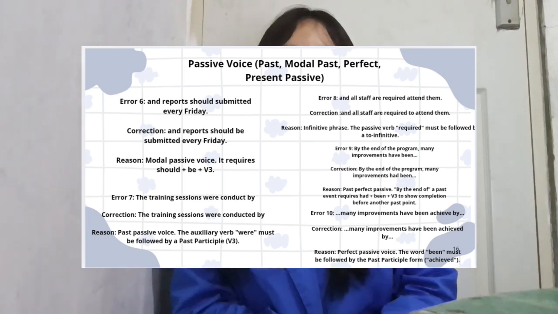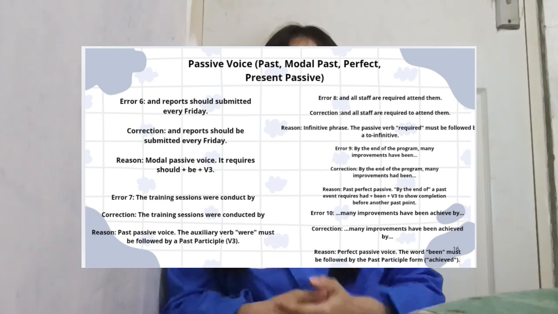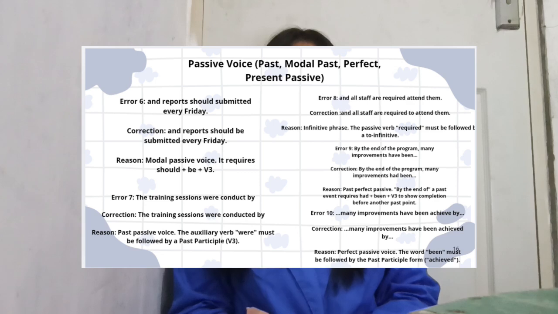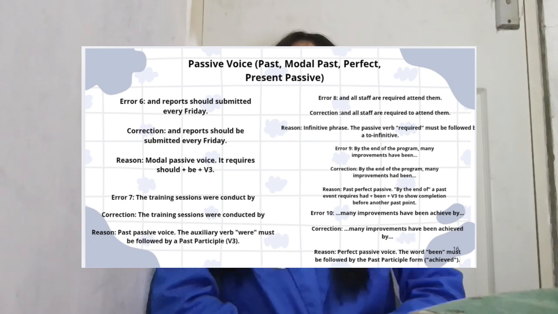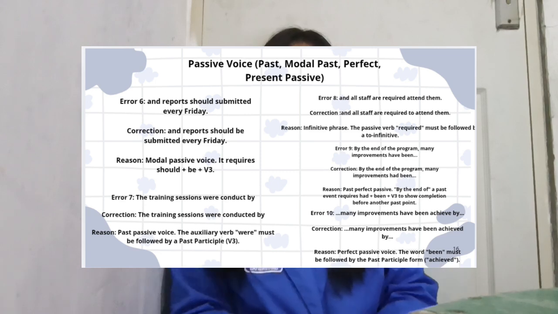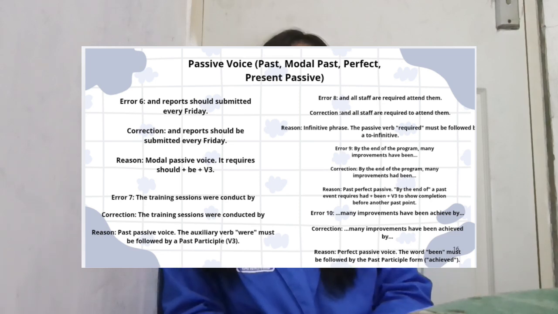Error 6: And reports should submitted every Friday. Correction: And reports should be submitted every Friday. Reason: modal passive voice. It requires should plus be plus verb 3. Error 7: The training sessions were conducted by. Reason: past passive voice. The auxiliary verb were must be followed by a past participle, verb 3.